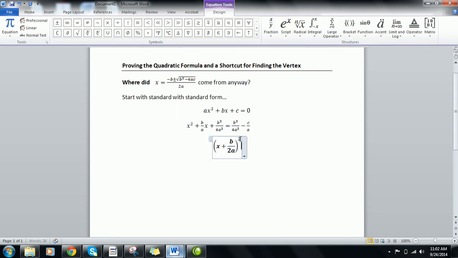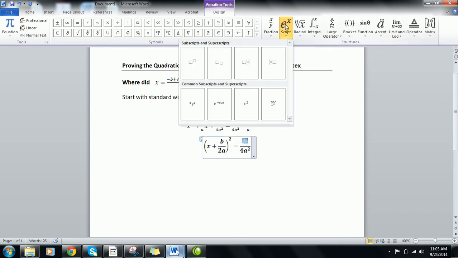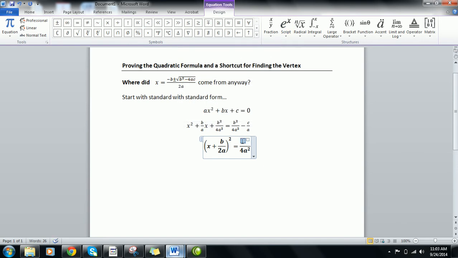So I just rewrote the left-hand side. I completed the square so I could rewrite that as such. And then what I'm going to do on the right-hand side is simplify. My common denominator will be 4a squared. So I'm just going to take those two terms right here, and I'm going to combine them with a common denominator of 4a squared. So b squared is already over 4a squared. I don't have to do anything to that.